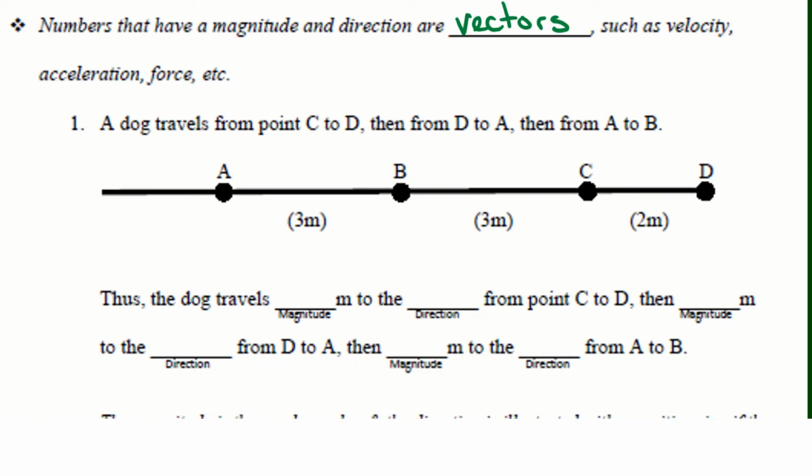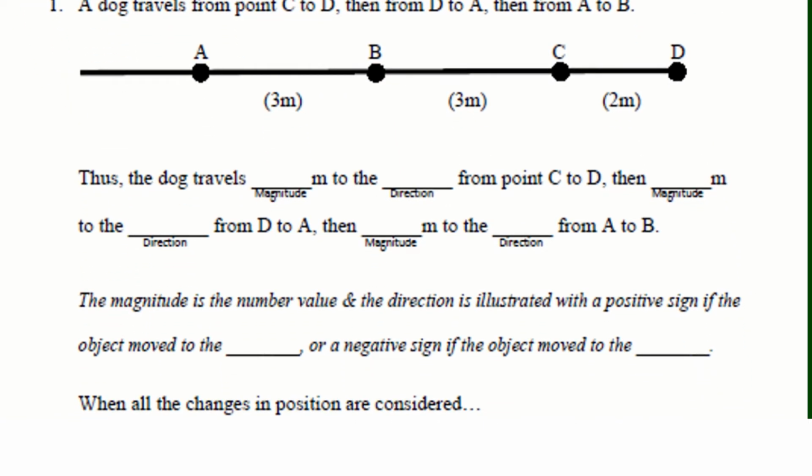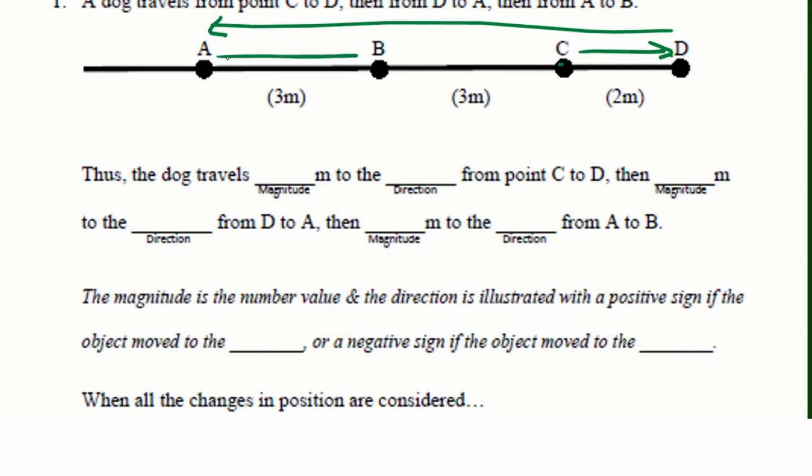So let's take a look at the first example that they give you. They say a dog travels from point C to D. So it's going from here to here. Okay. Then from D to A. All right. So then it goes from D all the way to A. Then from A to B. Then it goes here. Okay.